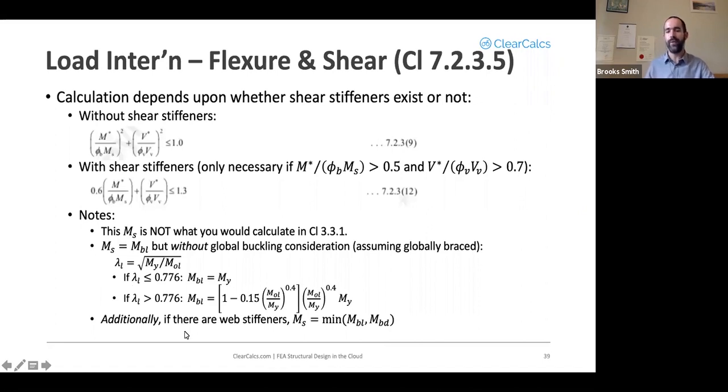Additionally, though, if you have web stiffeners, that is, if you're using the second equation here, you need to take your M sub S equal to the minimum of the local buckling capacity, as shown here, and the original distortional buckling capacity. You don't need to take into account distortional buckling capacity for the first equation. So I know it's a bit complex, but yeah, just make sure that you do not use the same member section capacity as in clause 3.3.1.